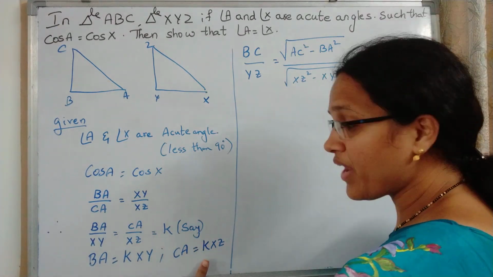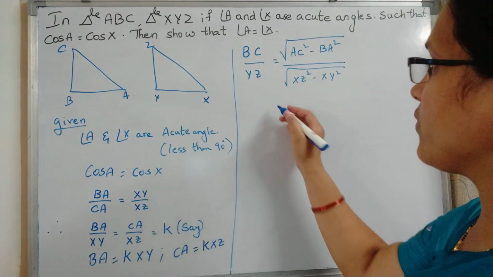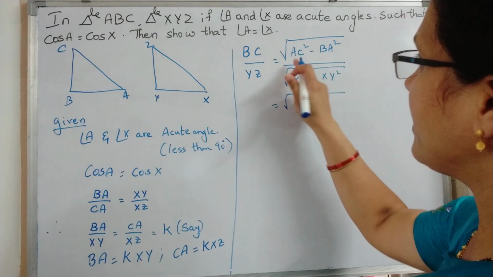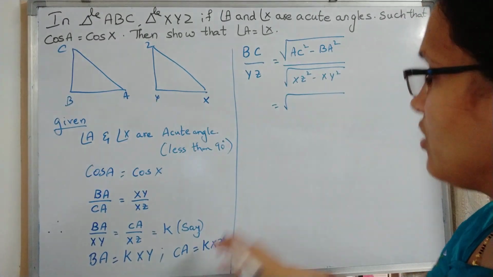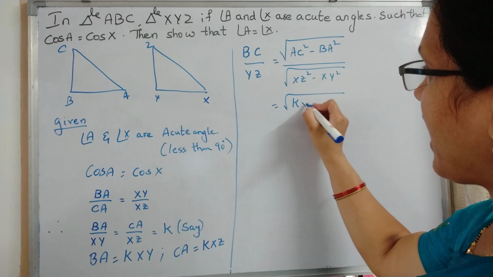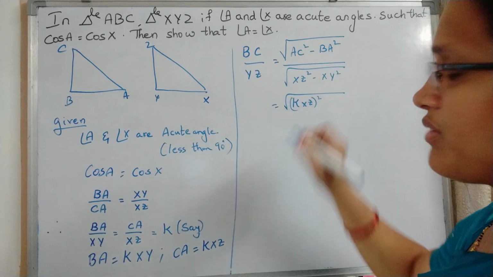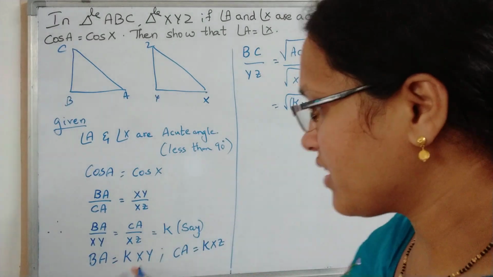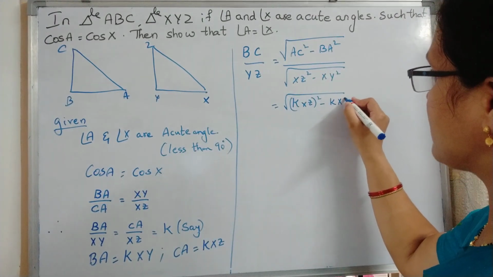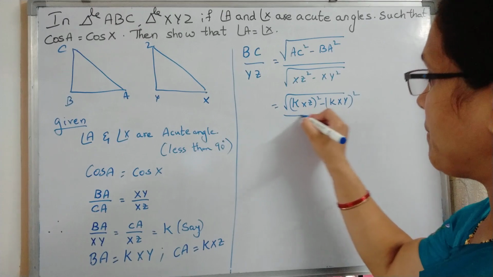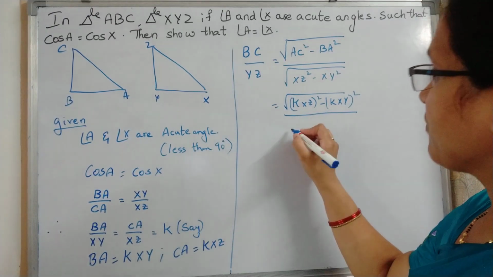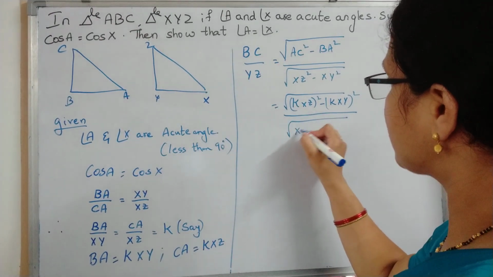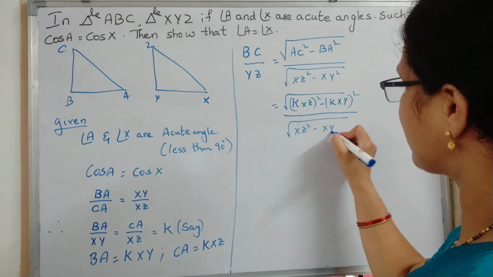Now I need to apply this in this. Look here. Where will you apply? AC or CA is the same, I told. So K XZ whole square. Yes or no? Minus BA means what? K XY whole square, by root of XZ whole square minus XY whole square.